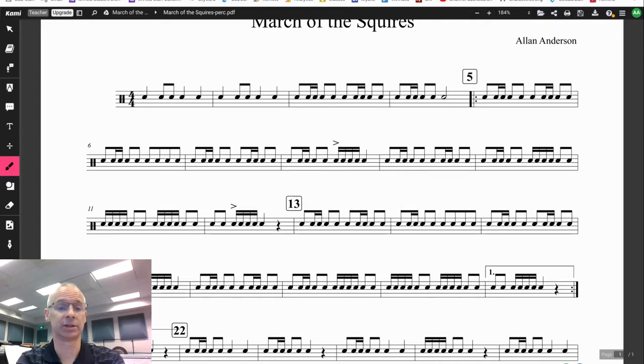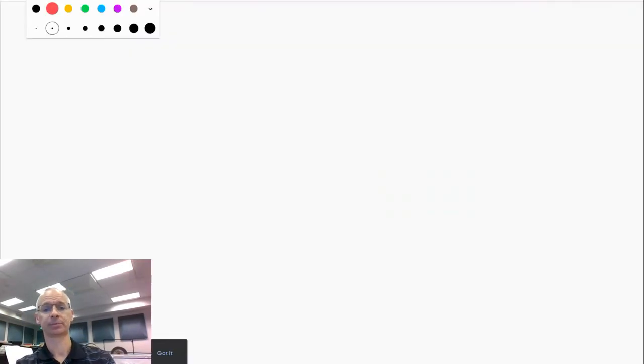For those of you that are in 7th grade or are second-year players, this is not a rhythm that I think we covered by the time school ended. So this is going to be a new thing for you. So before I get to March of the Squires, I want to sort of go over what 16th notes are.